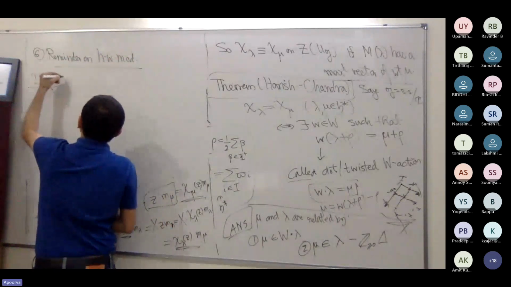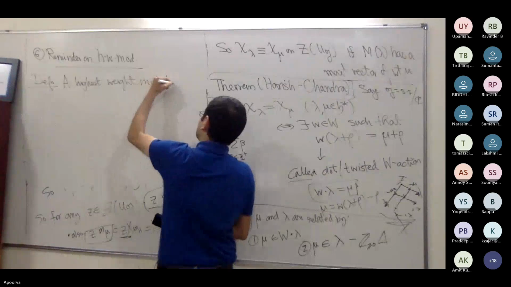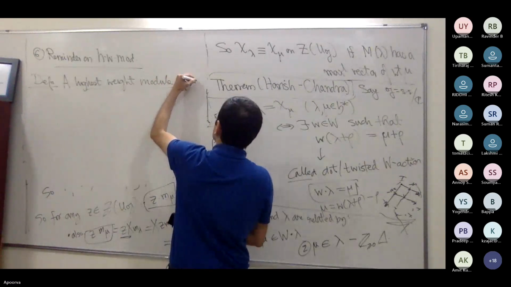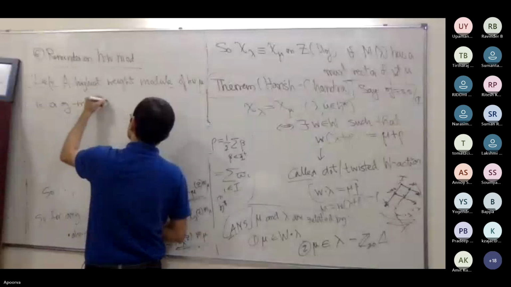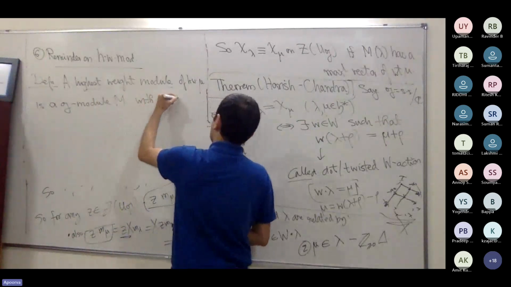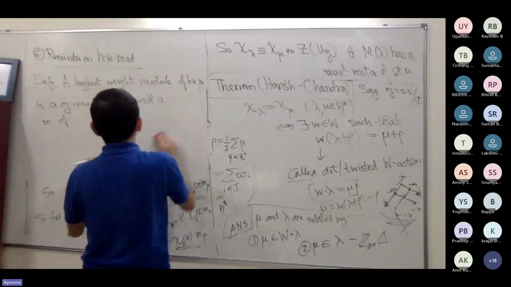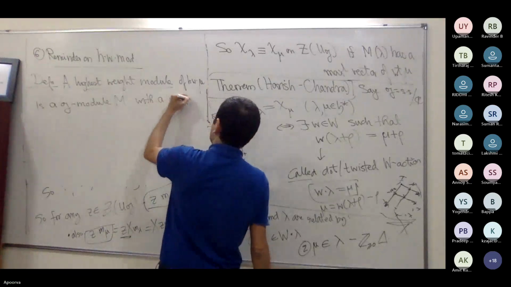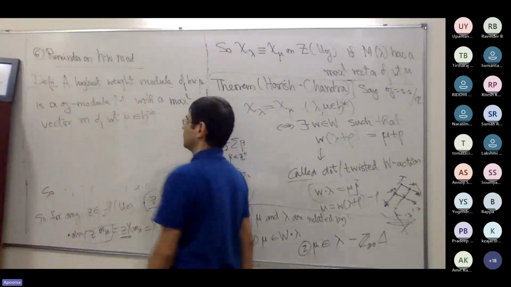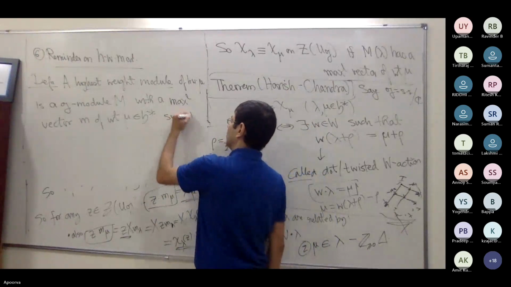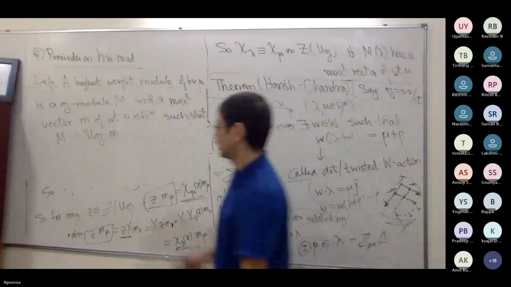So first of all, the definition: a highest weight module of highest weight mu is a g-module M with a maximal vector m of weight mu such that M itself is generated by m. For example, you have the Verma module.